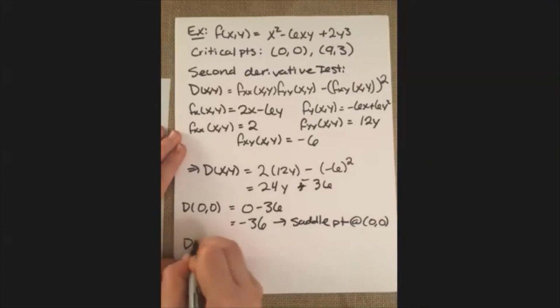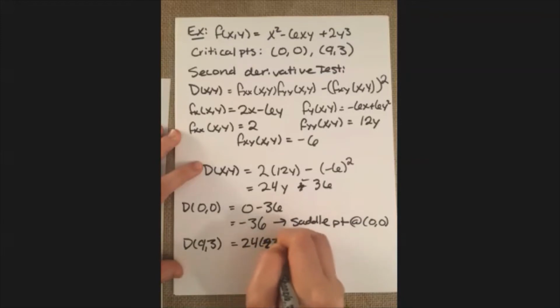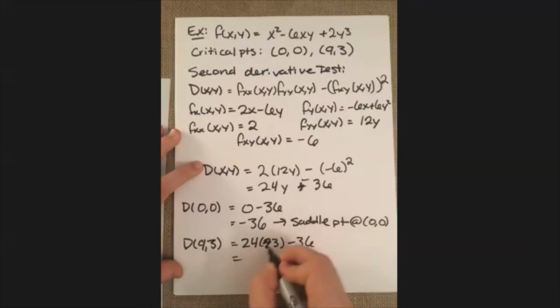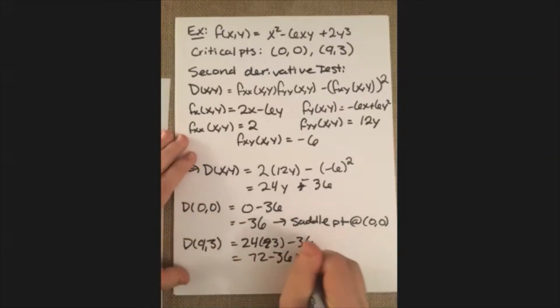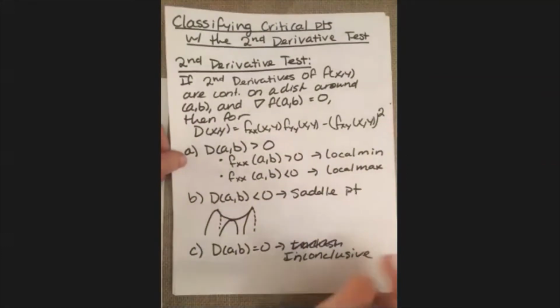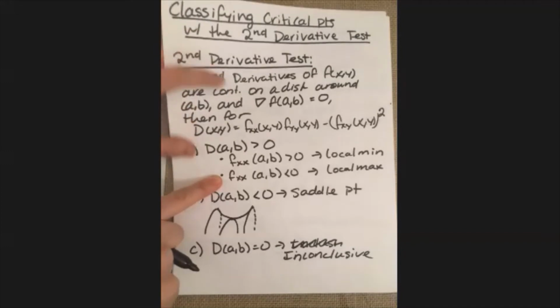Okay, now we just have to test the other one, D at (9, 3). I'm going to get 24 times 3 minus 36. That is, I guess, 72 minus 36. I think that's just 36. Whatever it is, it winds up being greater than 0. So looking at my second derivative test here, greater than 0 means that I have to check my second partial derivative with respect to x.